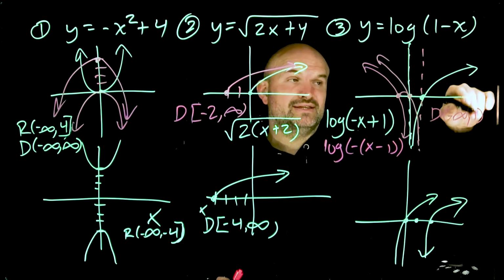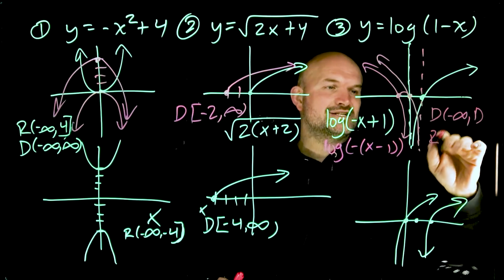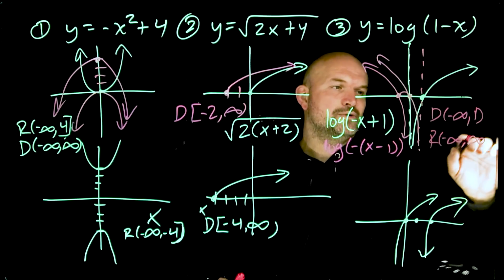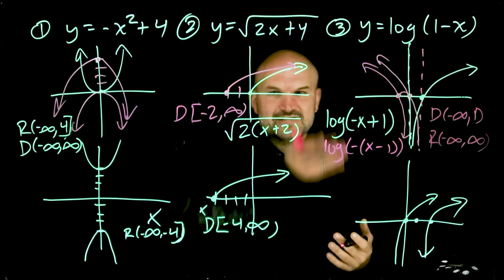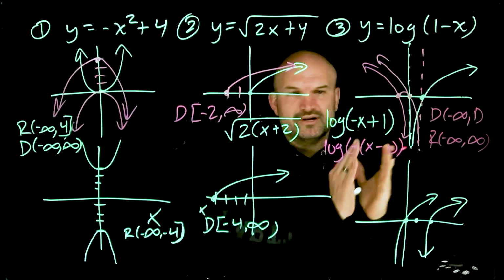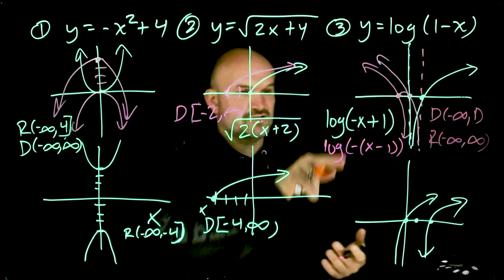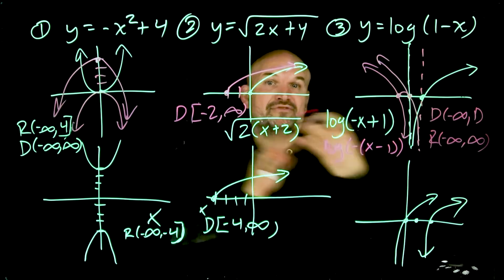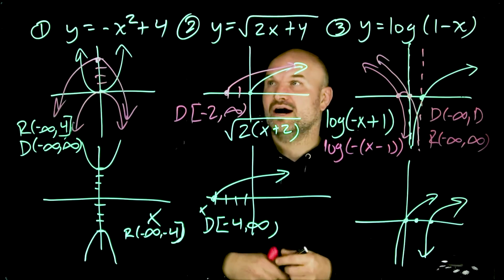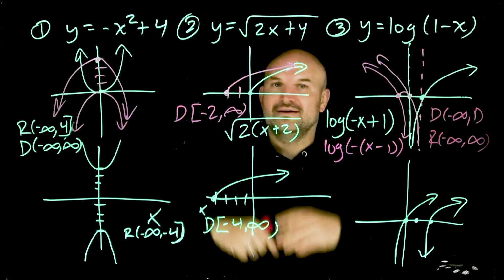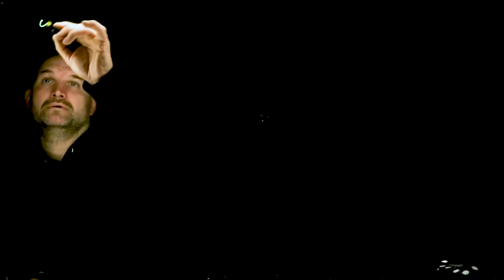Again, it's not included, so I'm using my parentheses, but my range is still going to be from negative infinity to infinity. So just be careful, guys, when you have these b's. It's super important to make sure you factor them out. That's going to give you the correct transformation. And then also remember, if you have a negative, that's going to be flipping the graph across the y-axis. All right, for examples number 4 and 5, I'm going to erase and redraw everything.